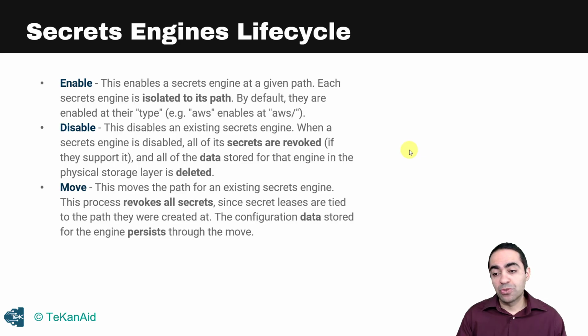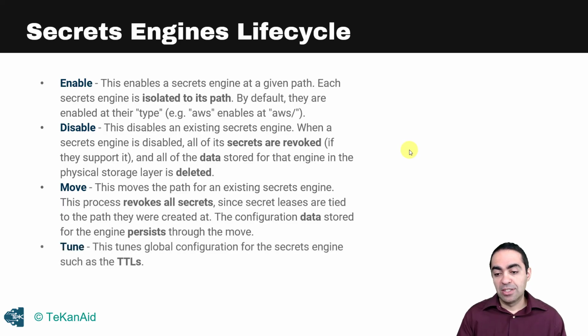You can move the path for an existing secrets engine, and this process revokes all secrets since secret leases are tied to the path where they were created. The configuration data stored for the engine persists throughout the move. Finally, tune, and this tunes the global configuration for the secrets engine, for example, the time to live.